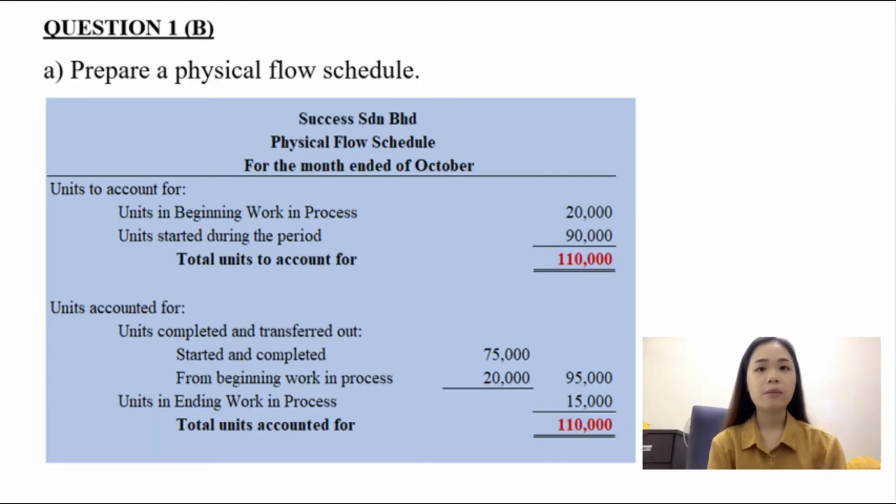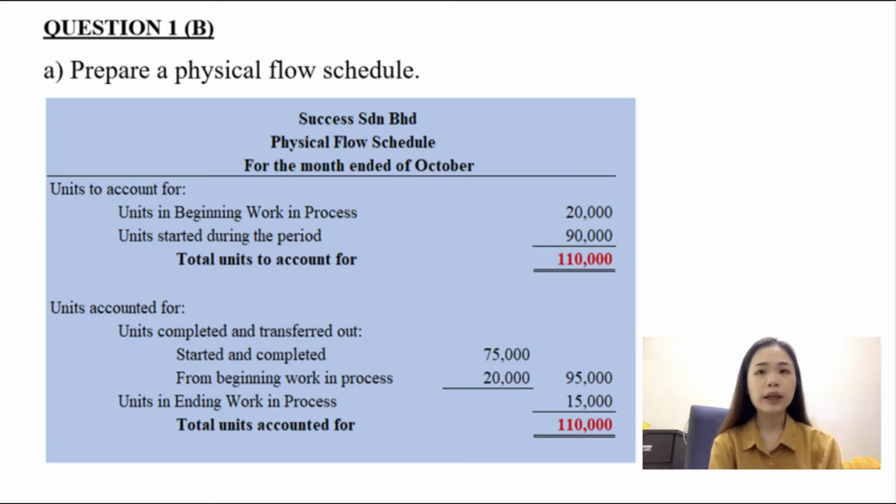So A, prepare a physical flow schedule. We need to write the title of the physical flow schedule first, which is company name Success Sendirian Berhad, physical flow schedule for the end of October. Units to account for, which is units in beginning work in process, which is 20,000 units. Units started during the period, which is 90,000 units. So the total units to account for is 110,000 units.